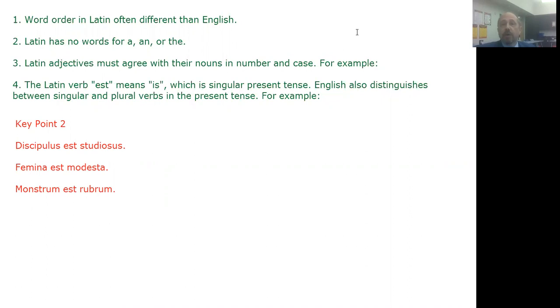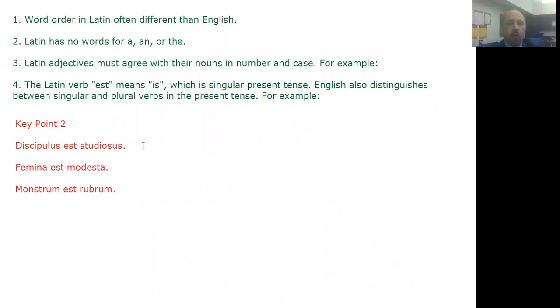And also note point 4, key point 4, the verb est means is, est. And it's singular present tense. In the present tense, just like in English, Latin distinguishes between singular subjects and plural subjects. And we'll look at some examples of that in a moment as well.